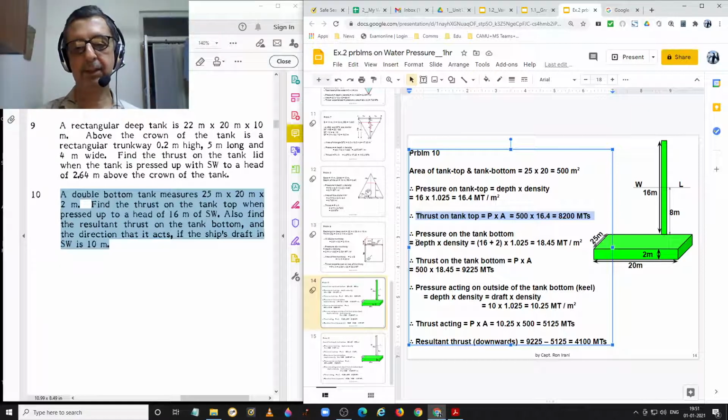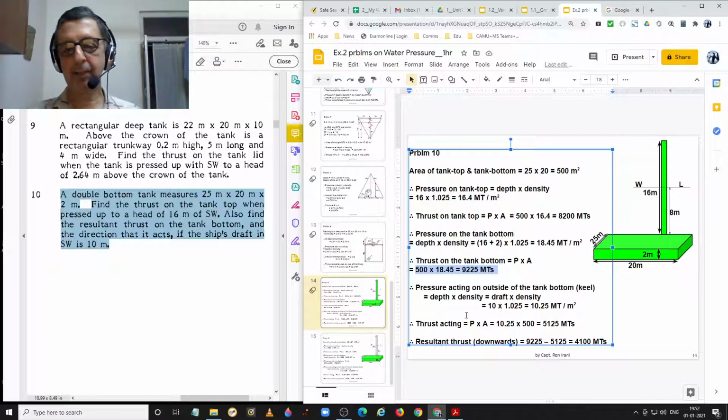So pressure is equal to 18 times 1.025 equal to 18.45 metric tons per square meter. And thrust on the tank bottom is equal to pressure into area. Pressure is 18.45 and area we have seen above over here, 500. So thrust on the tank bottom is equal to 9225 metric tons.